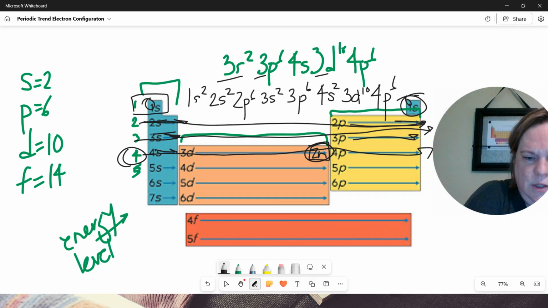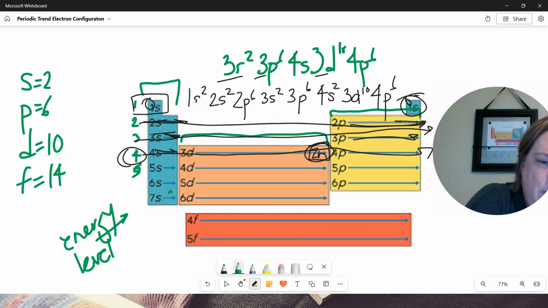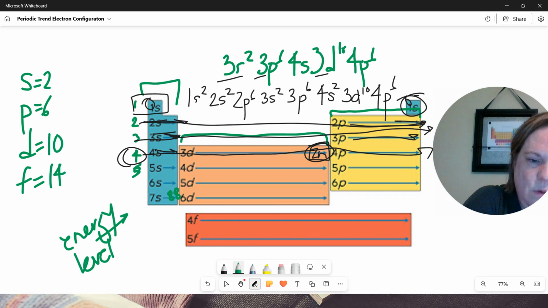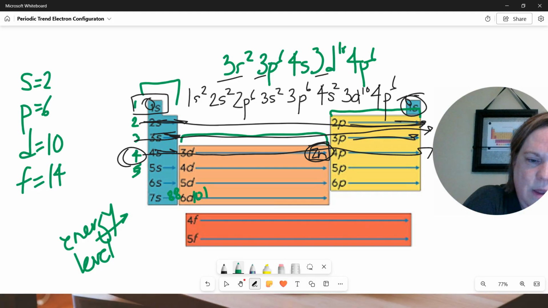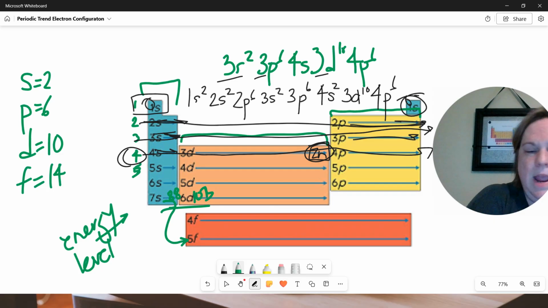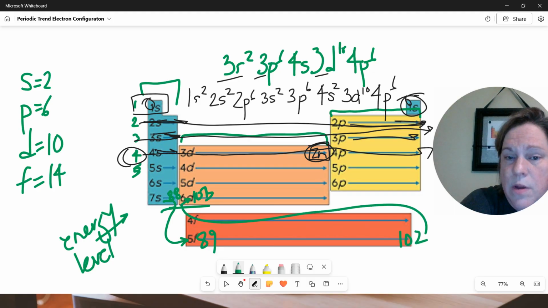Well, if we look at the atomic numbers, radium is 88 right here, and then the one right next to it, the Lr, is 103. So again, there is a gap here. After the 7s, we have to go down here to the 5f and fill from 89 through 102. And then we come back up and keep going in that 7th row.